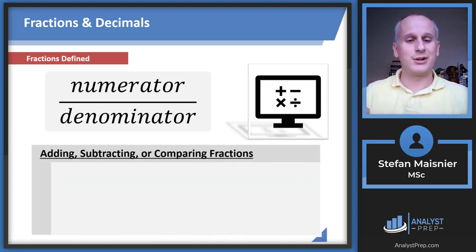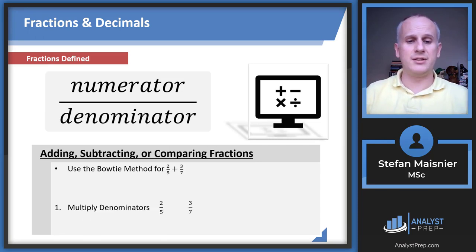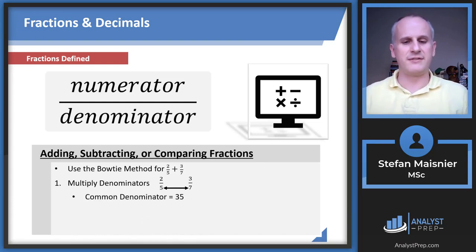Now, let's talk about adding, subtracting, or comparing fractions, and we're going to do that by using something called the bow tie method, and we'll do it here for 2/5 plus 3/7. So in order to add, subtract, or compare fractions, you need what is known as a common denominator. And you want to first multiply your denominators from the fractions that you're adding to produce a common denominator. In this case, you're going to have 5 times 7, which is 35.